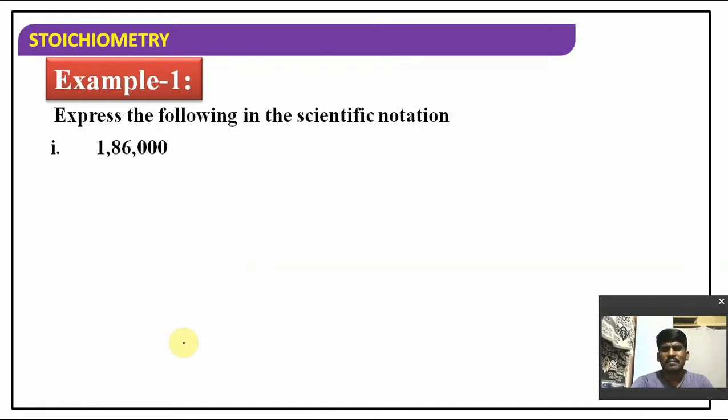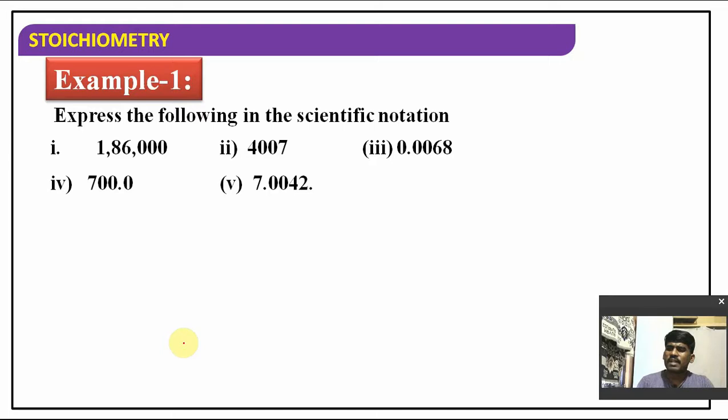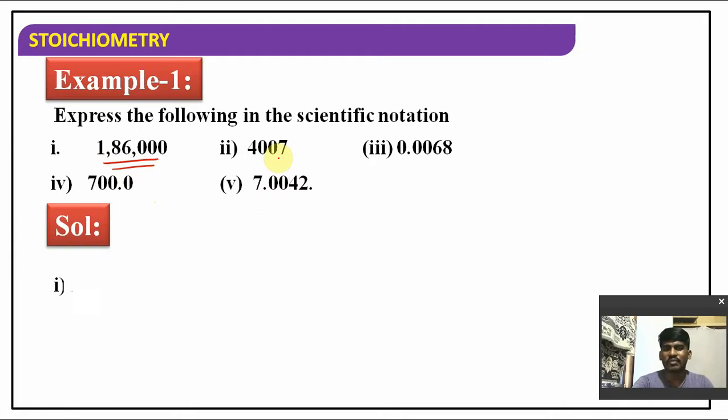So if you see this, express the following in scientific notation. Solve along with me, or else if you know it already, you can solve it and post the answer in the live chat. First one, what they have given is 1,86,000. It is a big number, and you have to express it in scientific notation.